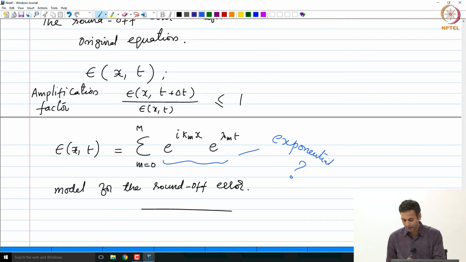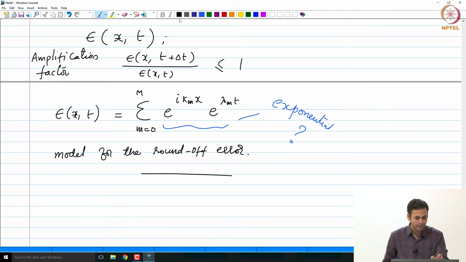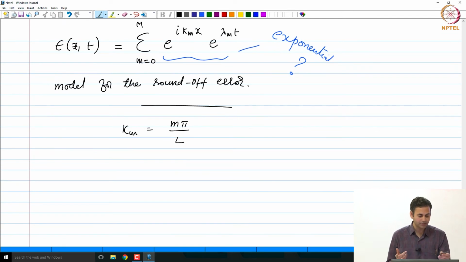And this k m is a wave number, that is basically m pi by the length of the domain. If we take a length as L for the problem, this would be the number of waves that you can get. So, what we are saying is that these round off errors are composed of several waves. Each of these waves are defined by m. If you set m equal to 1, you get one round off error and you get another round off error and so on.